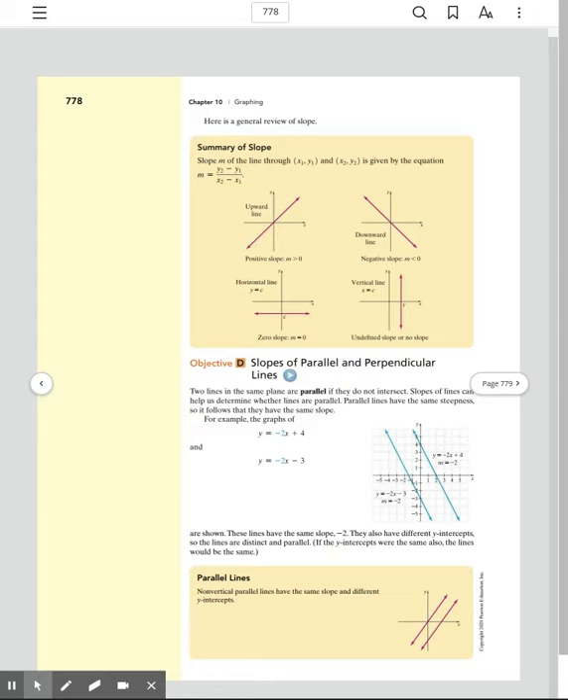Now, look at objective D. This one talks about how we can analyze two separate lines together. It says parallel and perpendicular lines. Parallel lines are lines that run parallel to each other, meaning they'll never intersect. So if I have any kind of two lines on a graph, let's just draw a quick one.